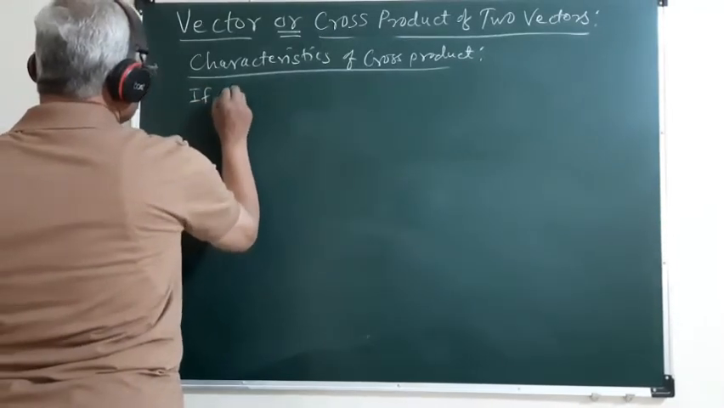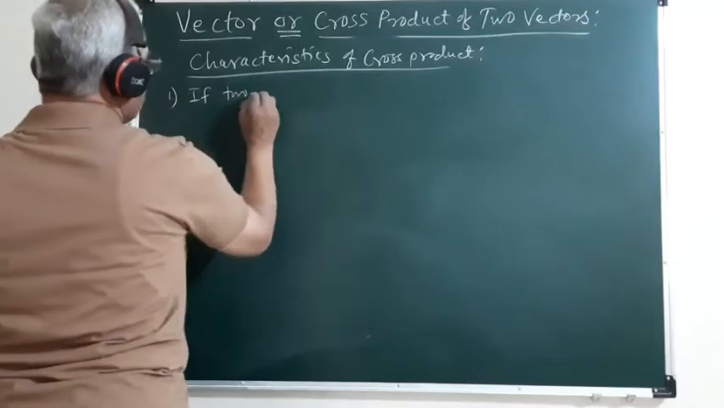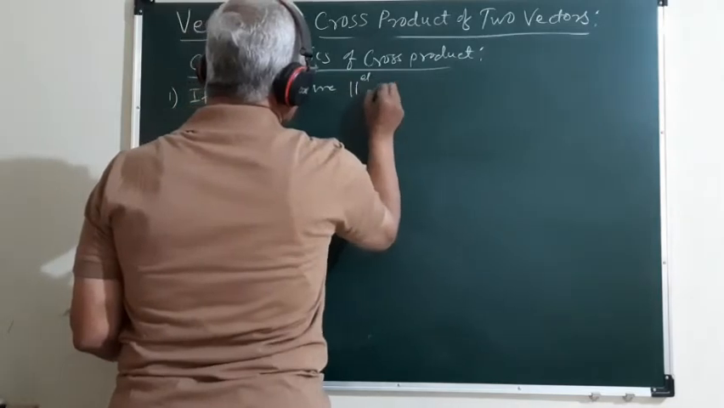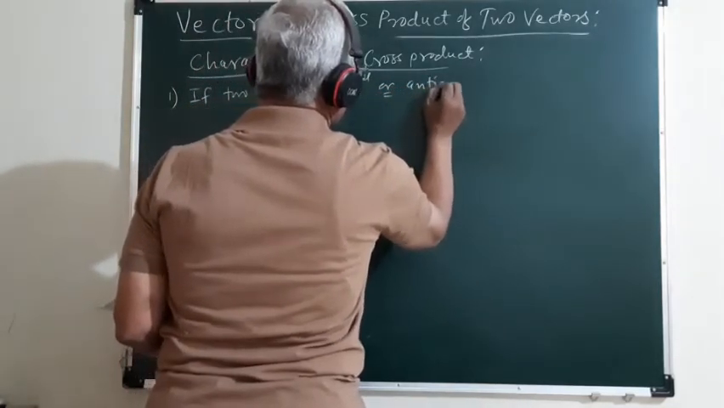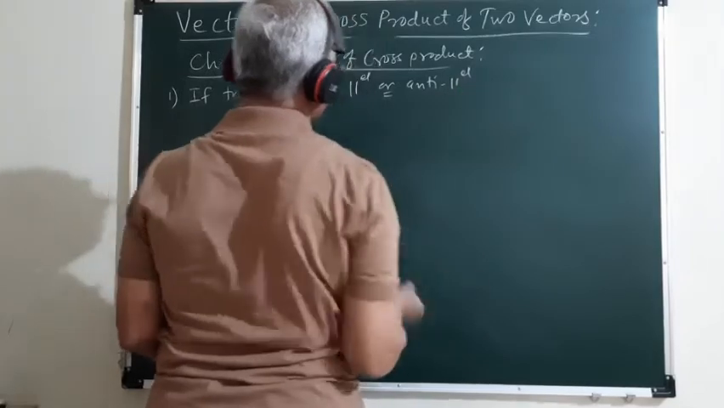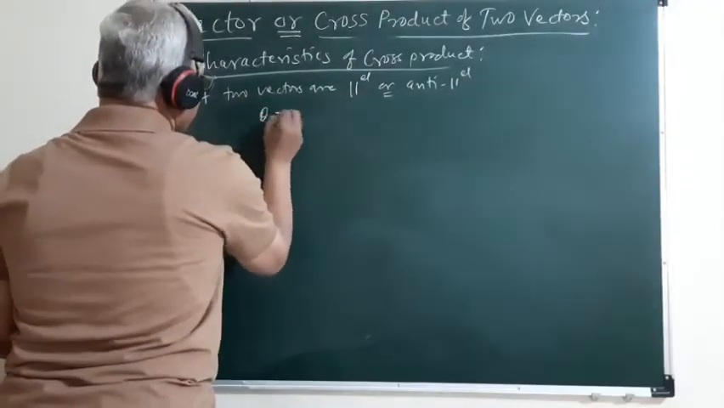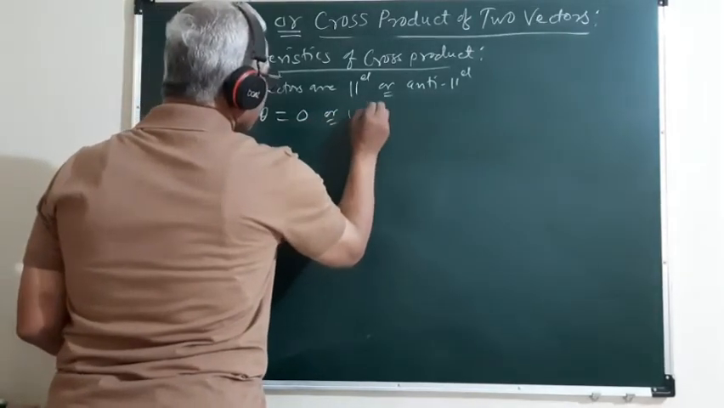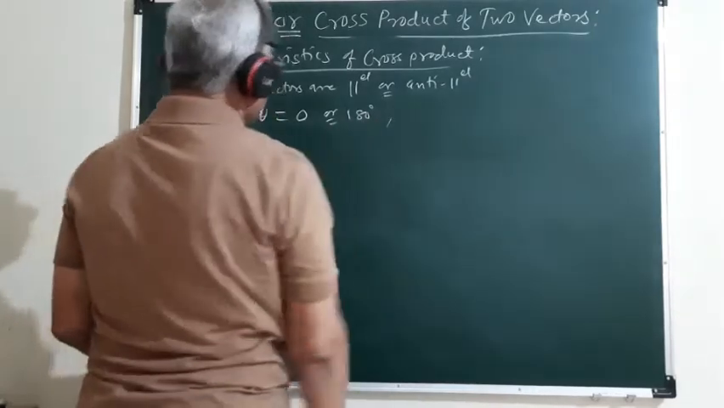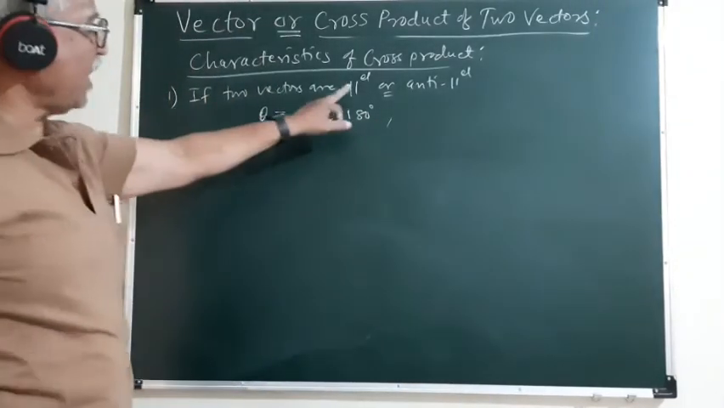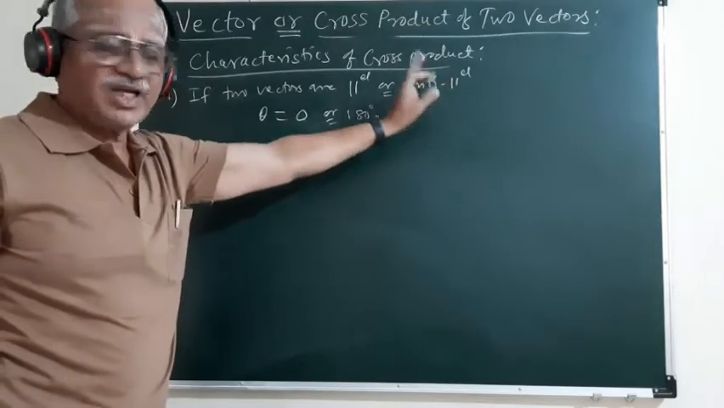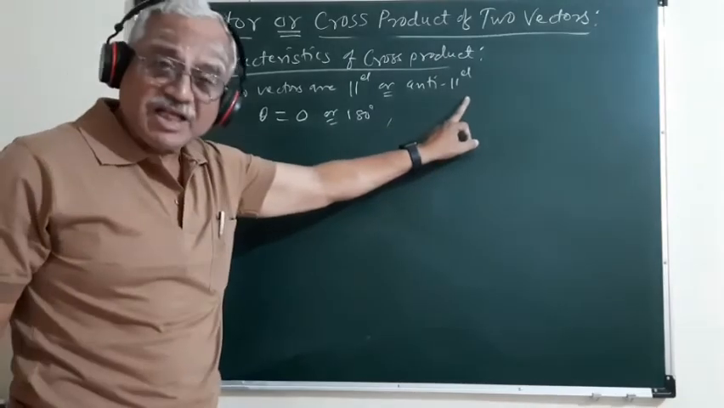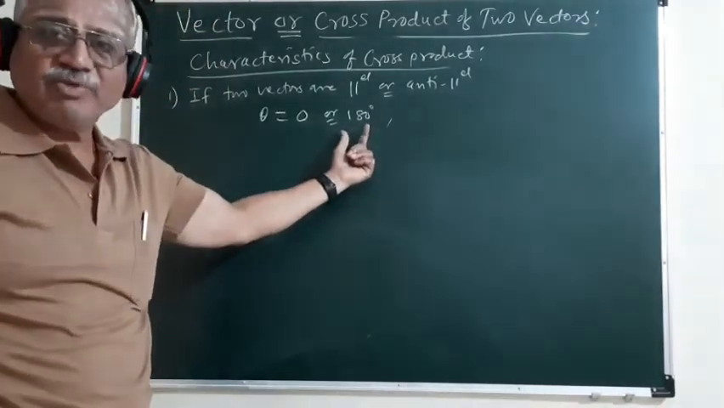if the two vectors are parallel or anti-parallel to each other, such that theta between the two vectors will be either 0 or 180 degrees respectively. So if the two vectors are parallel, the angle theta between them will be 0, and if the two vectors are anti-parallel, then the angle theta between them will be 180 degrees.